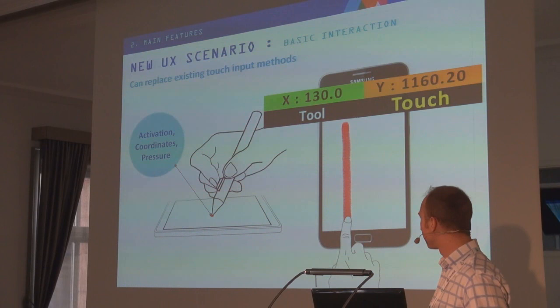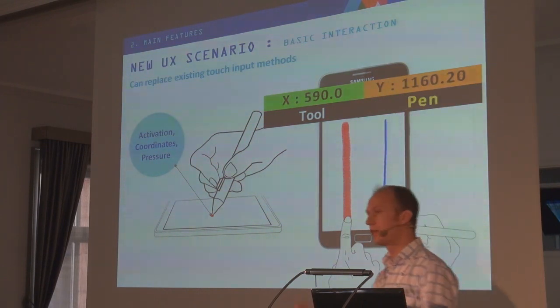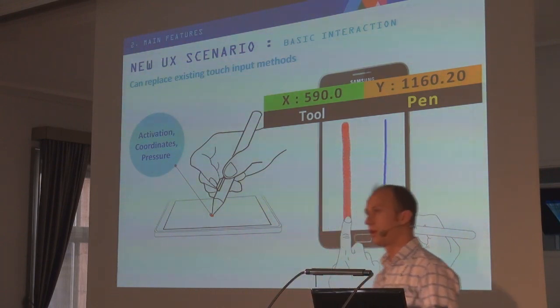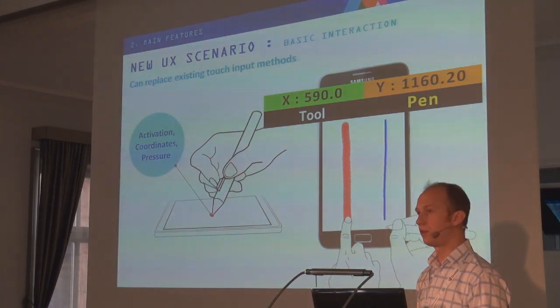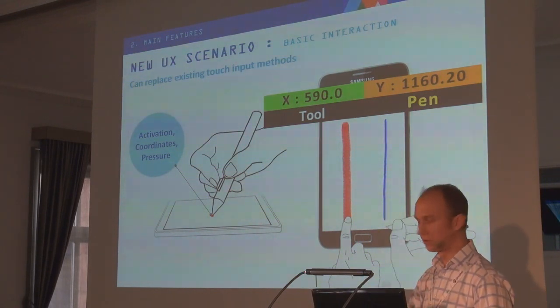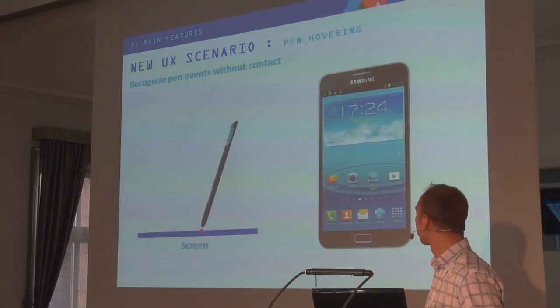What is interesting is that you can get the information whether the user is using the pen or the finger, and then you can apply a different drawing method, for example. But as far as you know, you can do anything you want then.